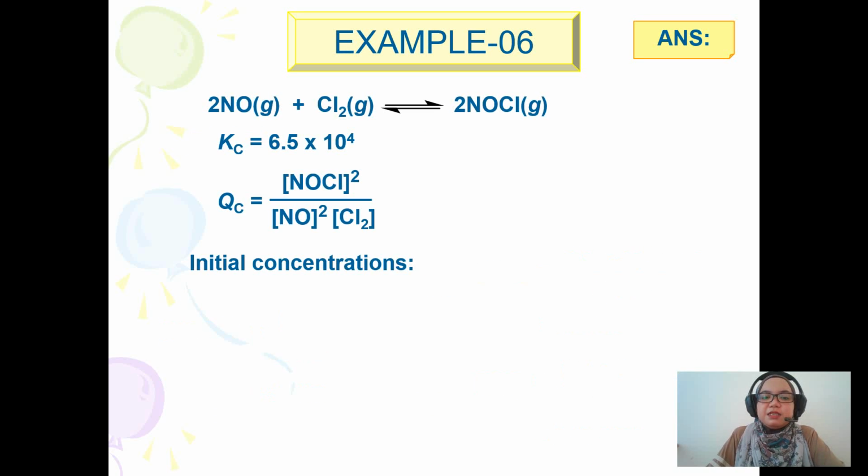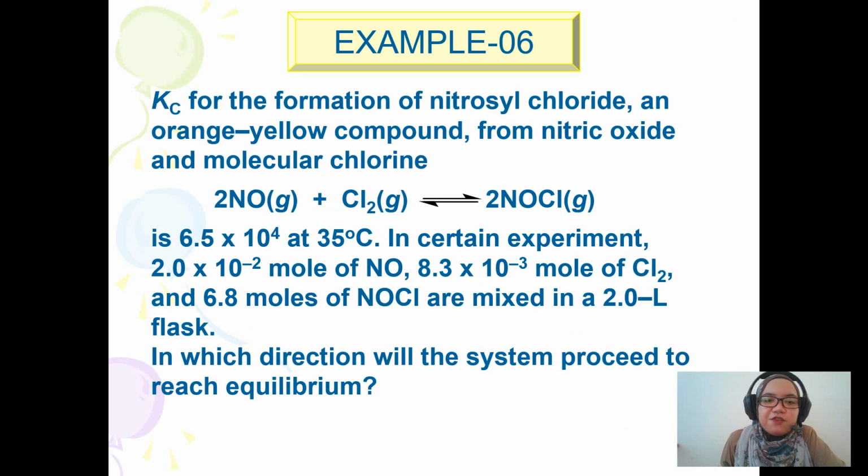Okay, look at this example 6 here. It says that Kc for the formation of nitrosyl chloride, an orange-yellow compound, from nitric oxide and molecular chlorine is 6.5 times 10 to the power of 4 at 35 degrees Celsius. In a certain experiment, 2.0 times 10 to the negative 2 mole of nitric oxide, 8.3 times 10 to the negative 3 mole of Cl2 and 6.8 moles of nitrosyl chloride are mixed in a 2.0 liter flask. In which direction will the system proceed? They give us moles, so we can find the concentration. This is the initial concentration.